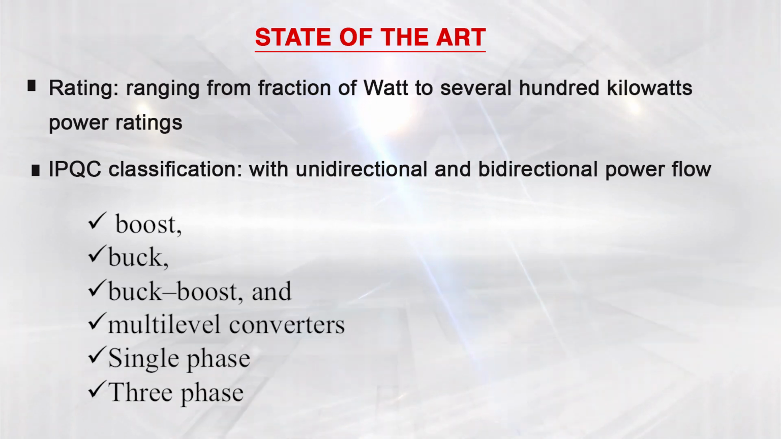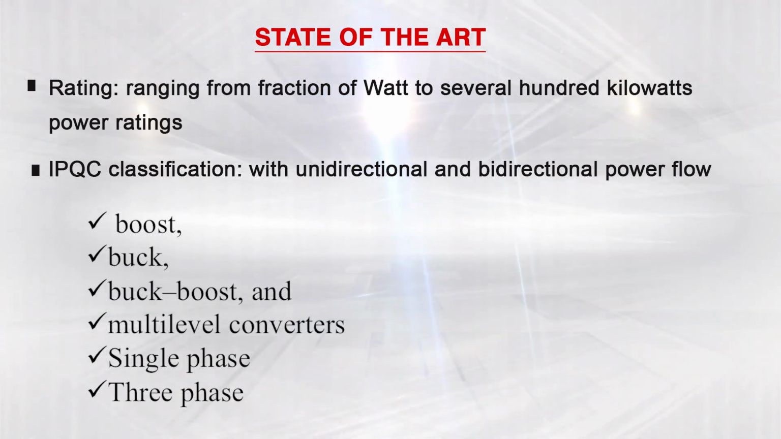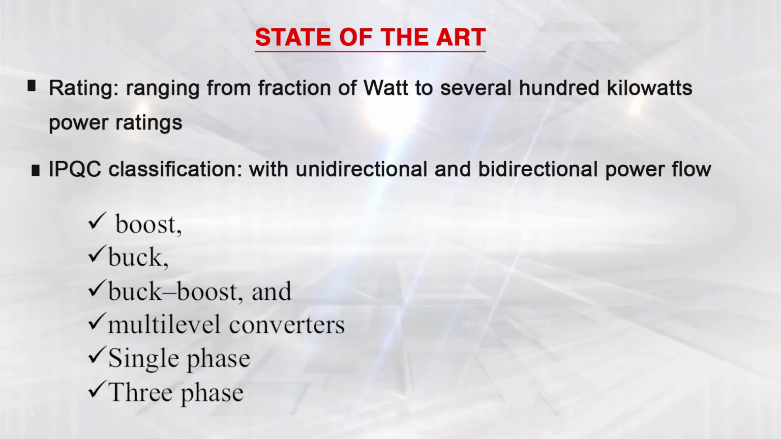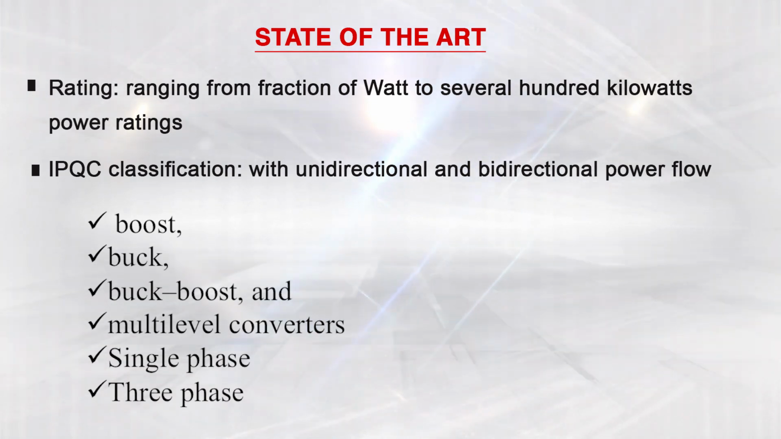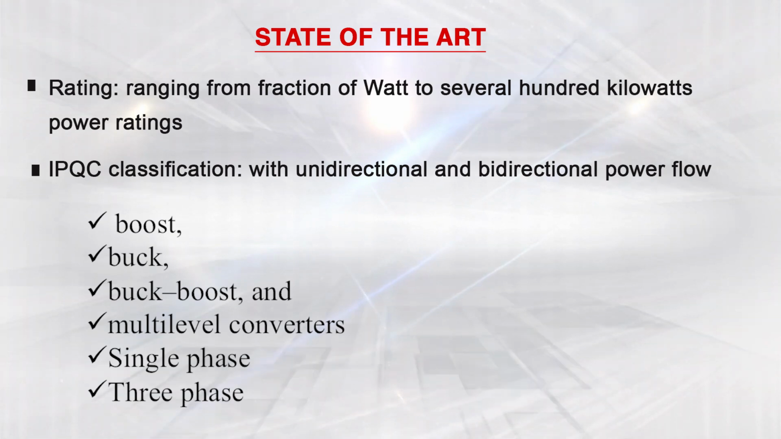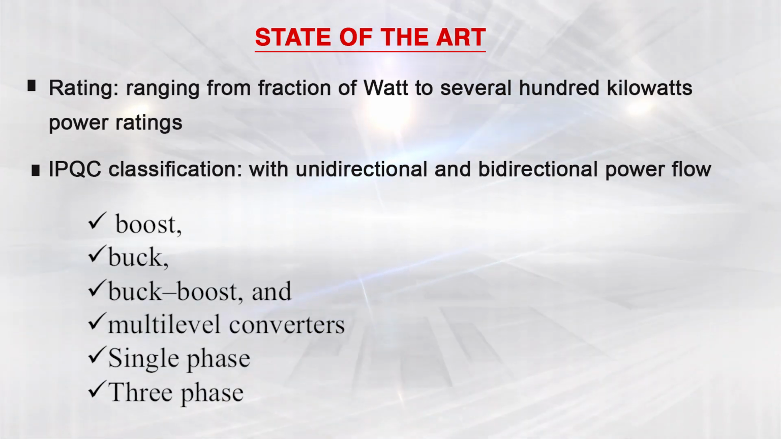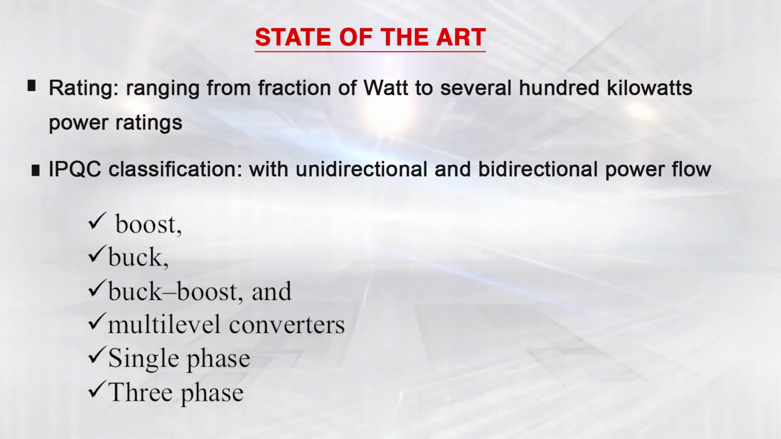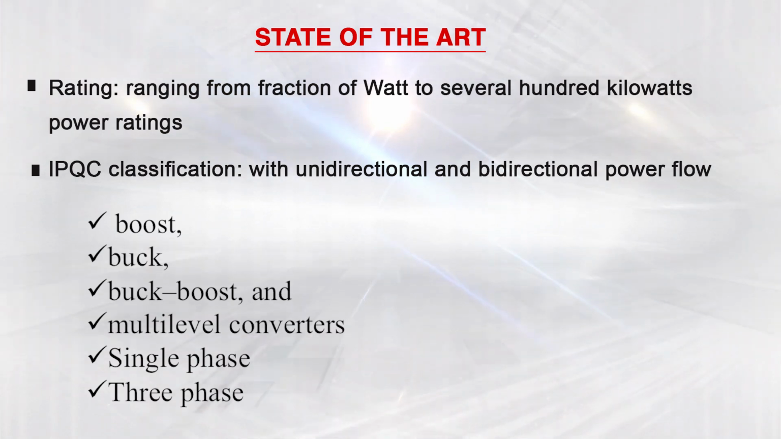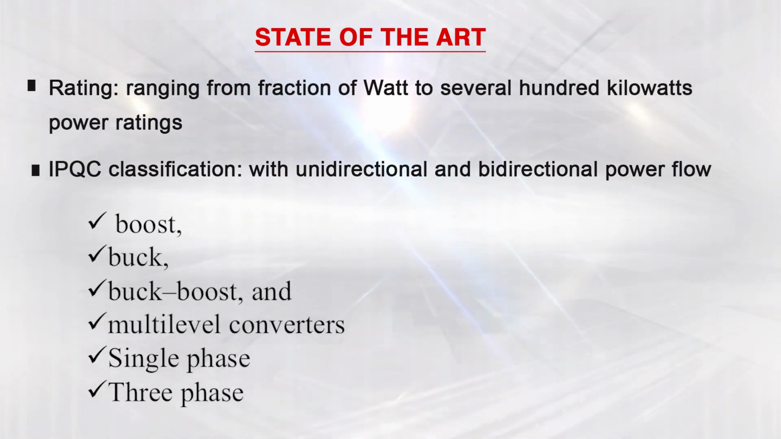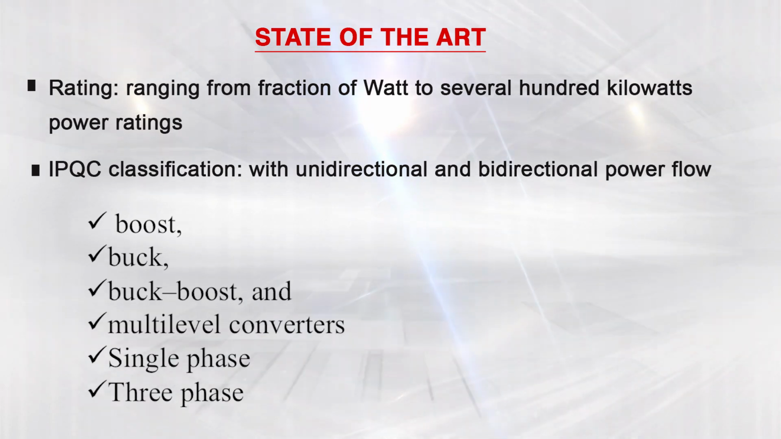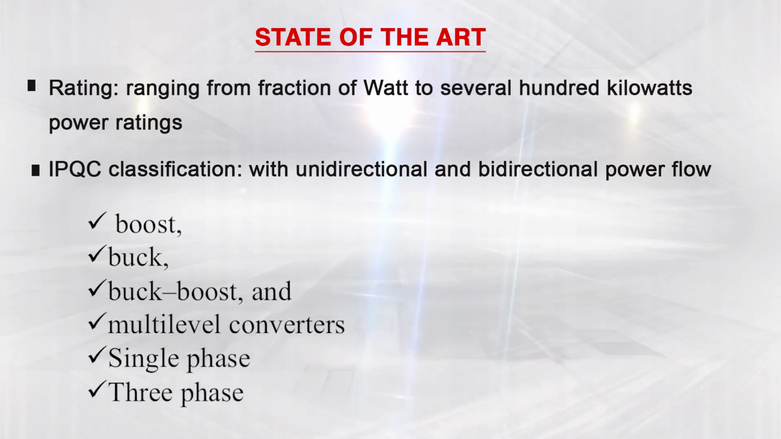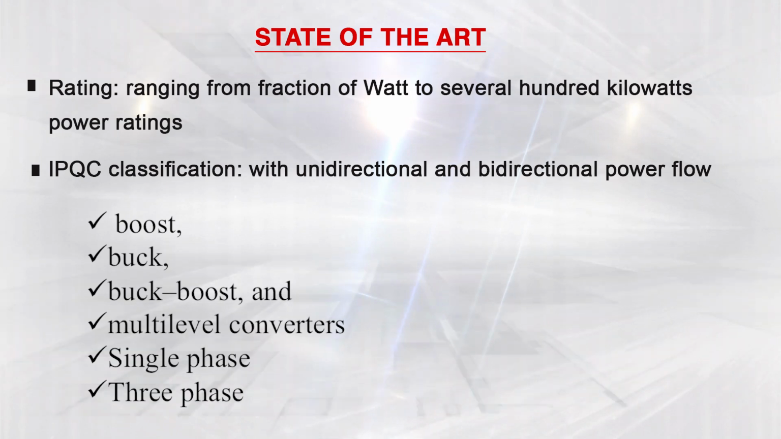Now, classification: they can be categorized as unidirectional and bidirectional power flow. Power flow could be only in one direction, from grid to vehicle, as well as these devices are also available where they can work in both directions. Power flow could take place from grid to vehicle, grid to battery, as well as battery to grid, and they have been classified depending on the type of converter as well as depending on the number of supply phases.